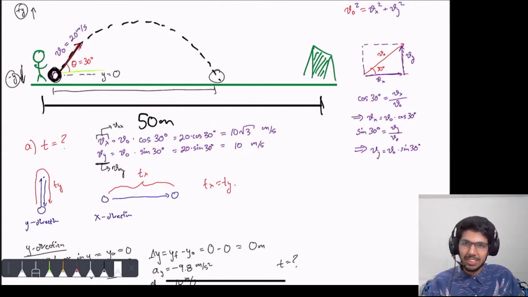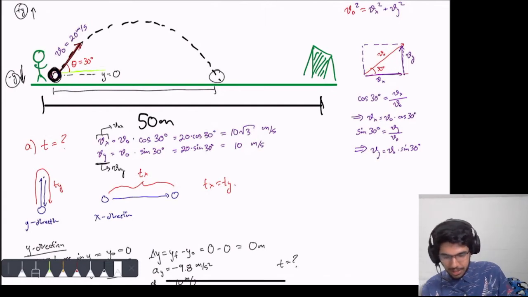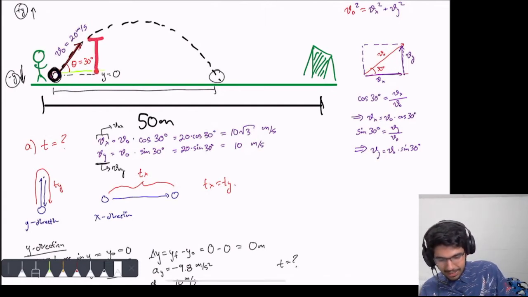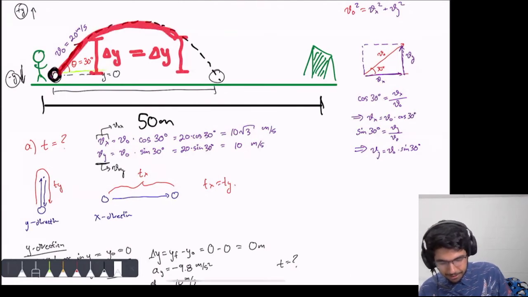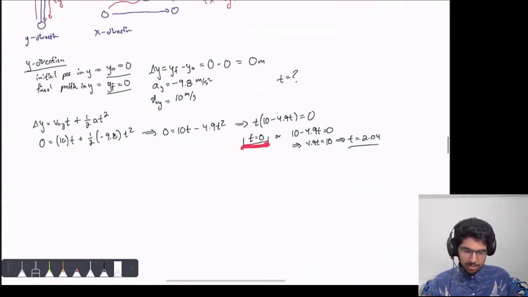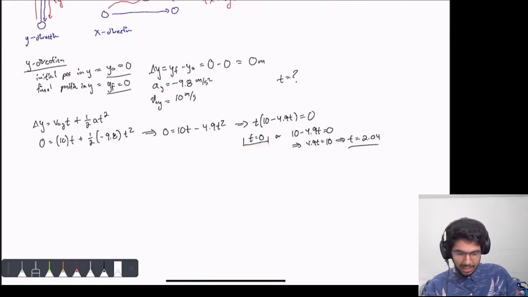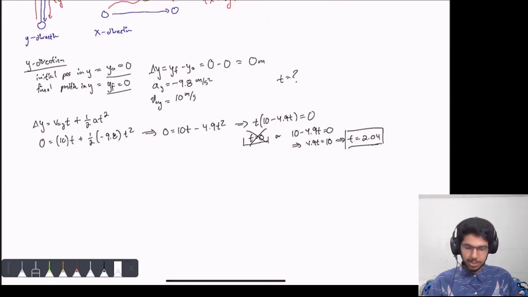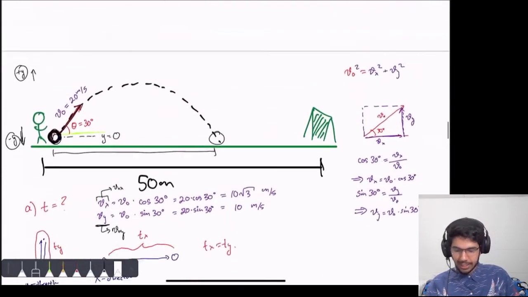We're going to get two solutions for every point, for every delta y, right? Because the distance from here to here, this delta y, is equal to this delta y over here. So the time for this path and the time for this path will be different, but we'll get the same delta y. So that's why we have this t equals 0. So this is in fact not the solution. T equals 2.04 is the solution, because that accounts for the entire journey of the trip.